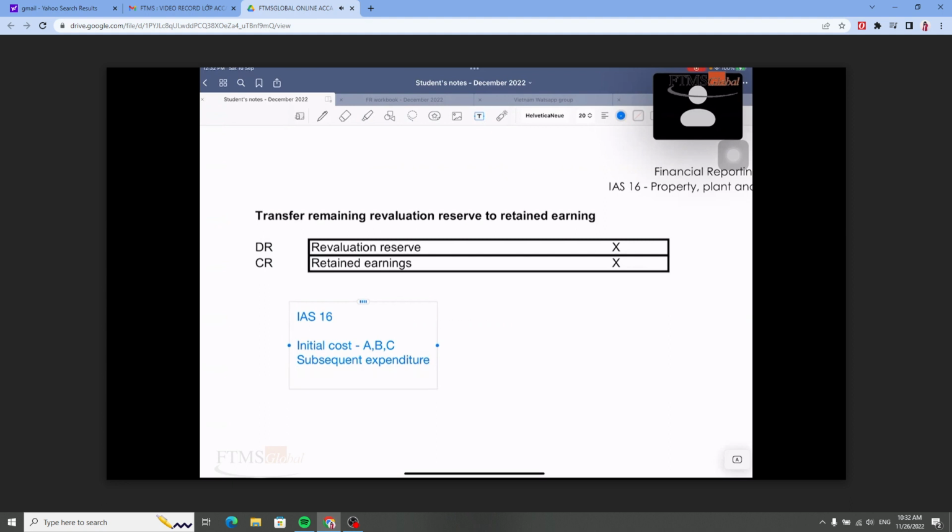Then the next thing we talk about is change in depreciation estimate. Okay, so change in useful life, change in residual value, and change in depreciation method. And lastly is revaluation model. So these are the things that are important in IAS 16.